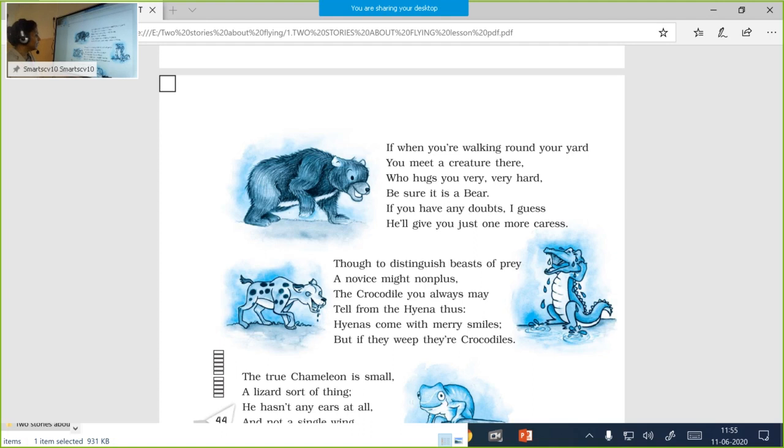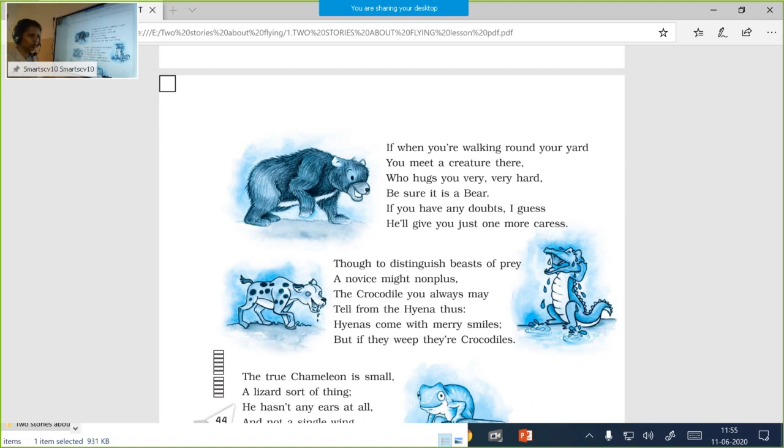Hyenas come with merry smiles. Hyenas are animals which cry aloud, and their cry can be compared to human laughter. So hyenas come with merry smiles, whereas if they weep, they are crocodiles. So crocodiles are known to weep.